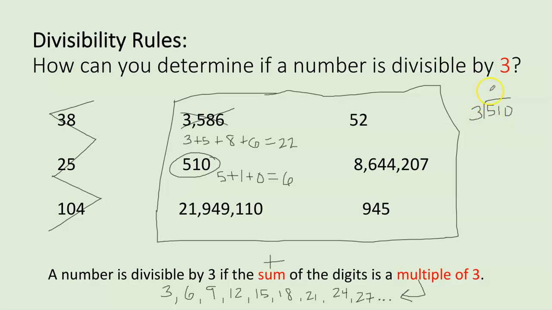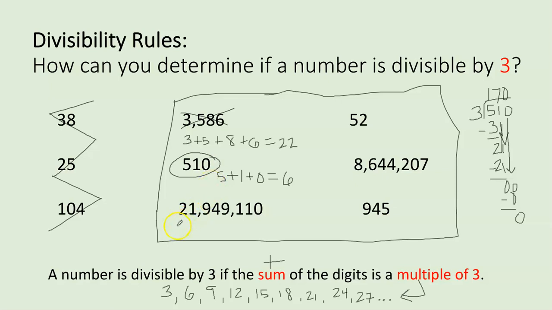So 3 goes into 5. I'm just going to show you. 1 time. 1 times 3 is 3. 5 minus 3 is 2. Bring down the 1. That'd be 21. 3 goes into 21 7 times. 3 times 7 is 21. Bring down that 0. 3 goes into 0 0 times. And there's nothing left to bring down and no remainder. 510 divided by 3 gives you 170. So we're able to divide it and there was no remainder. So 510 is divisible by 3.